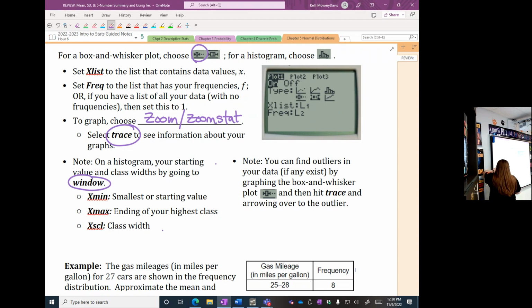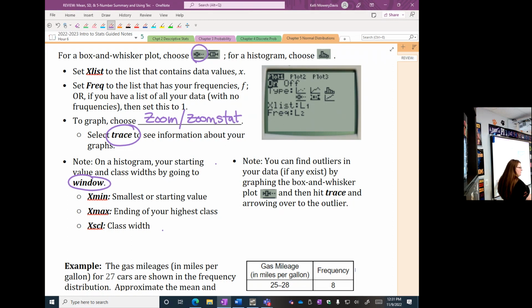So we're going to go into Window, which is usually where we set -10 to 10, -10 to 10, right? But this time we want to set X min to the smallest value, basically the start of our first class. We want to set X max to the end of our last class. I know my classes are 0, 1, 2, 3, 4, 5, and 6. I'm going to go to 7 just to make sure I have everything because I have to make room for the bins. So I'm going to do this at 0 to 7.